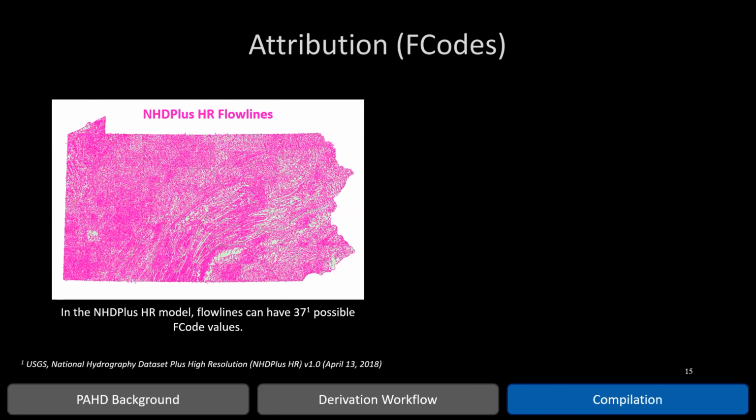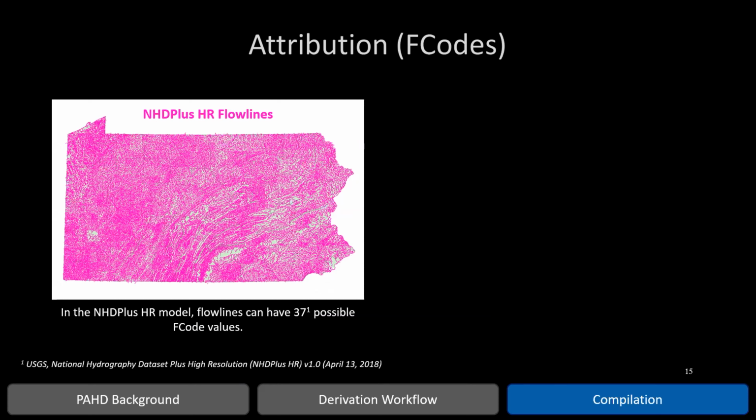Another attribute field that is incredibly important and which I also take from the NHD is something called a feature code, or F code. An F code defines the functionality of a geometry. On the left, I have an image showing all the NHD flow lines that overlap the state of Pennsylvania. And they have 37 possible F codes that could be assigned to these features.